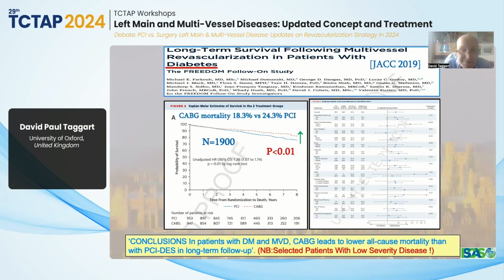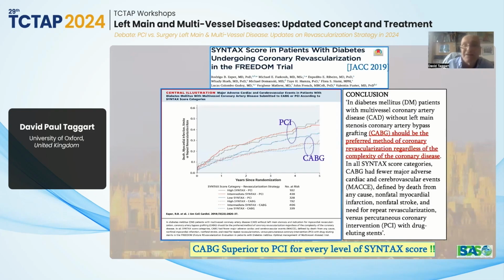If you look at patients with diabetes, then the FREEDOM trial showed very clearly the survival and continuing survival benefit of CABG out past 8 years, with the authors concluding in patients with diabetes and multivessel disease, CABG leads to lower all-cause mortality than with PCI and drug-eluting stents in the long term. That was despite the fact that these patients had relatively low severity disease. And the other thing FREEDOM showed us was that CABG was superior to PCI for every level of syntax score and should be the preferred method of coronary revascularization, regardless of the complexity of coronary artery disease.